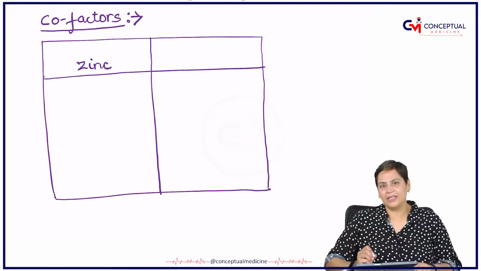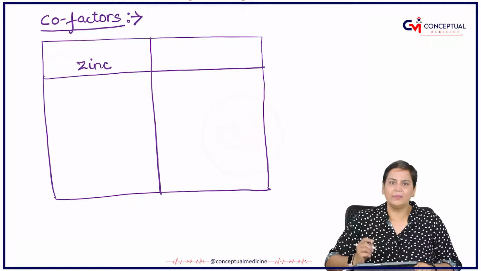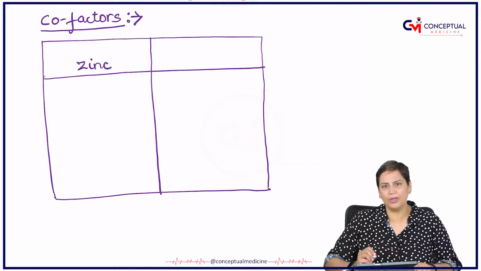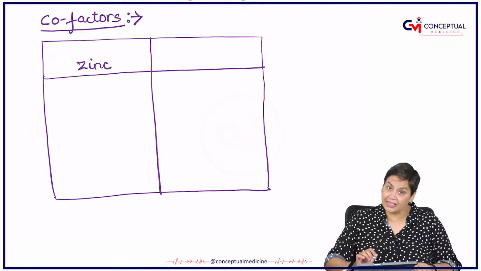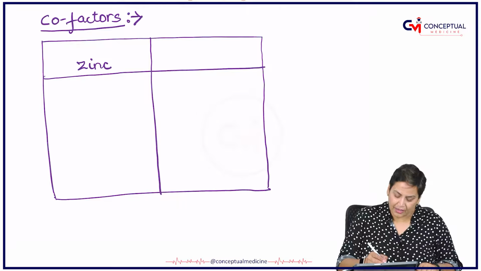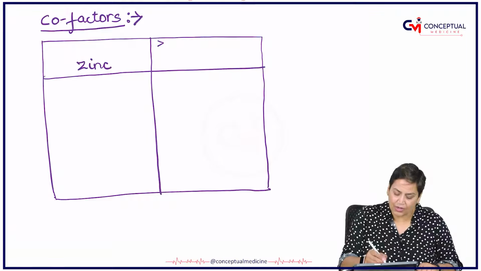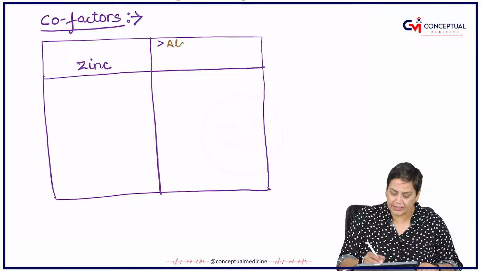We all know that zinc is a very, very important mineral which is required again for so many biochemical reactions. Now again it will act as a cofactor. Now what are the reactions in which zinc acts as a cofactor? The most important one is alcohol dehydrogenase.